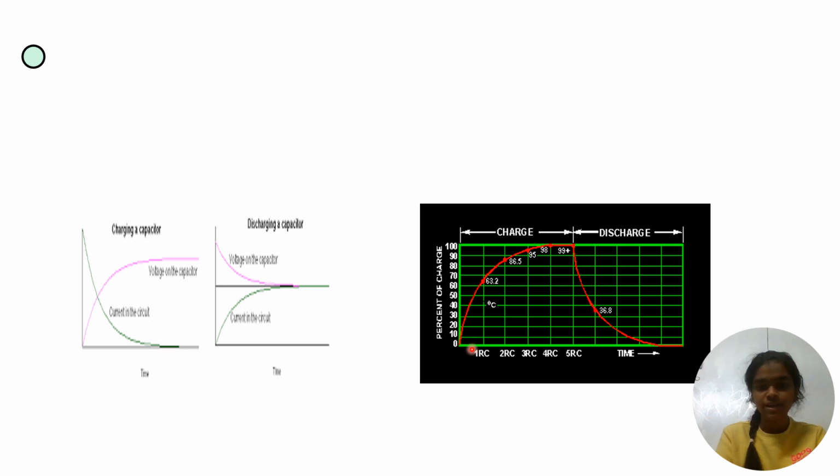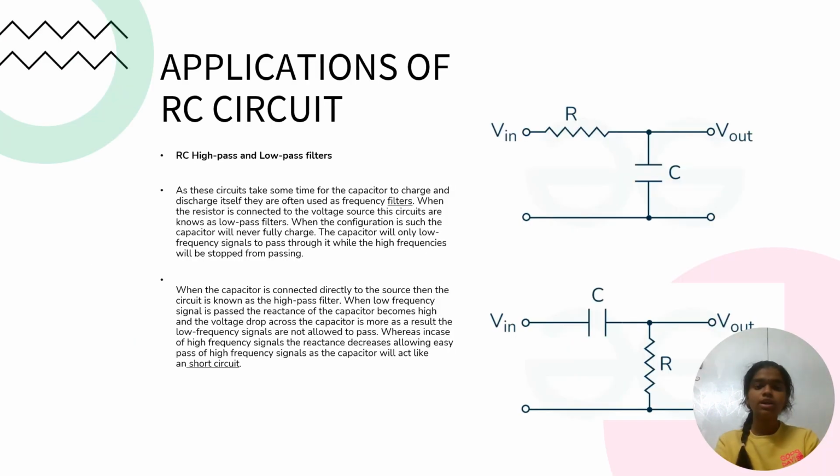This is the curve which we observe in a CRO when we connect an RC circuit. This is the charging condition and this is the discharging condition. Now let us see some of the applications of RC circuits. RC circuits are used in RC high pass and low pass filters. These are generally used in filters.